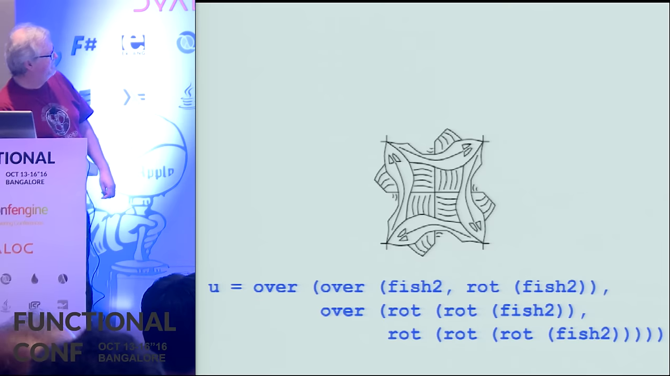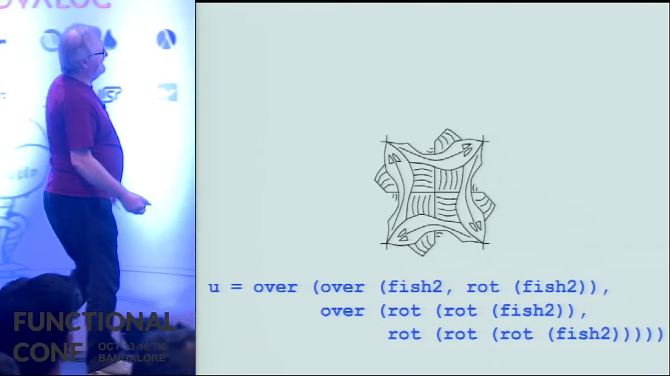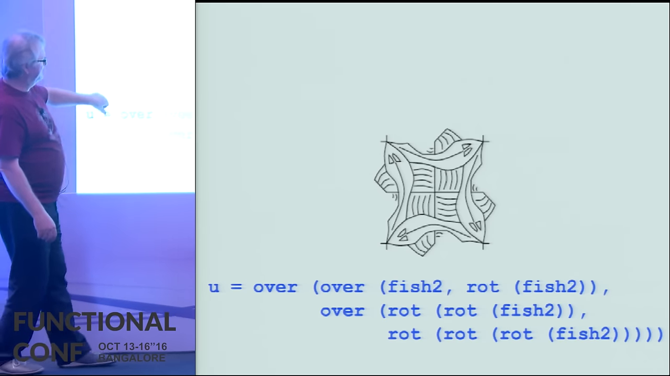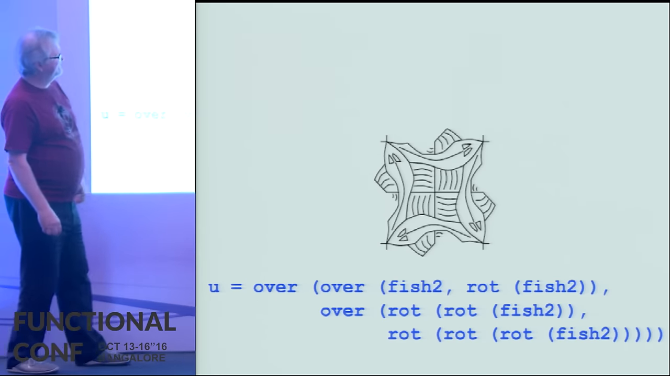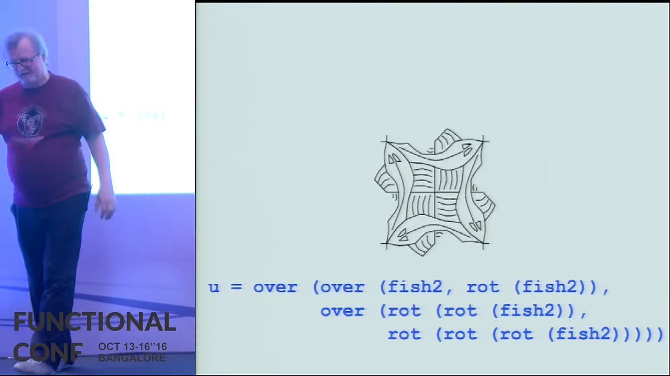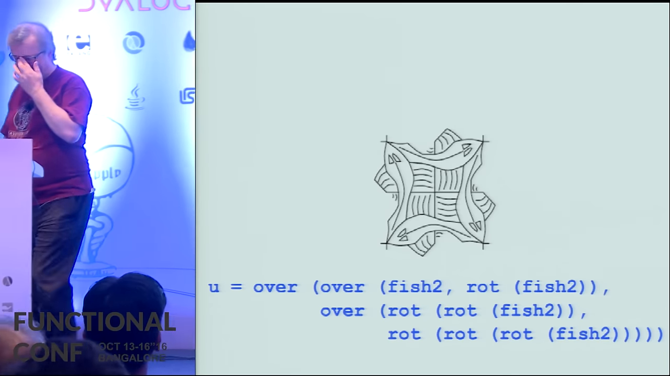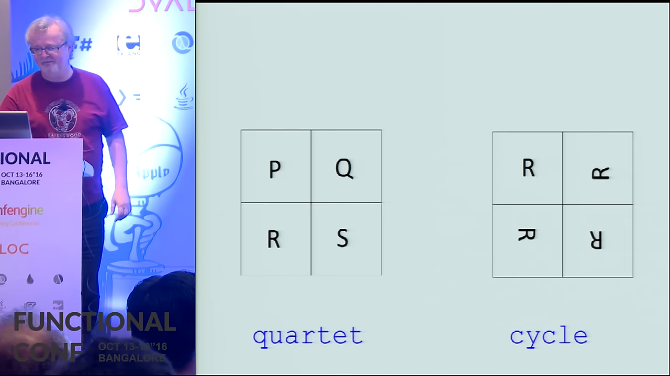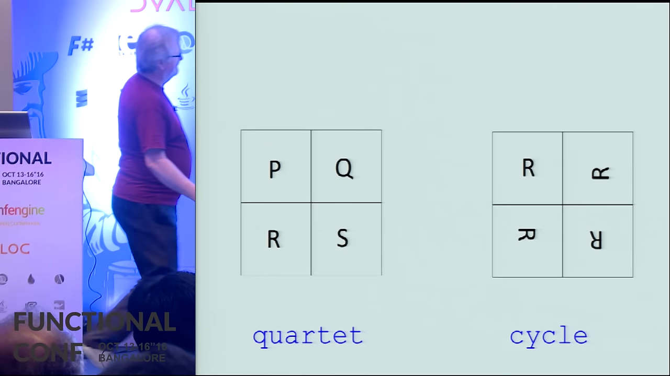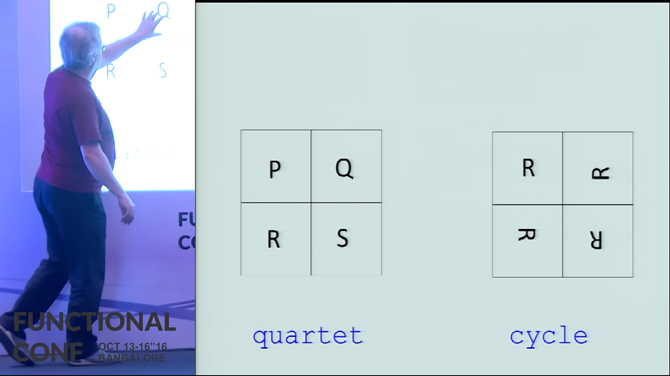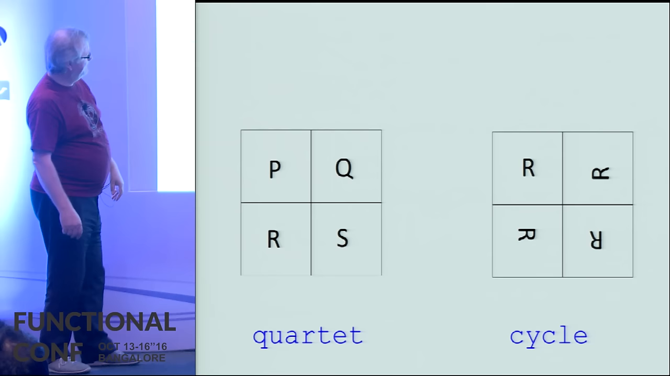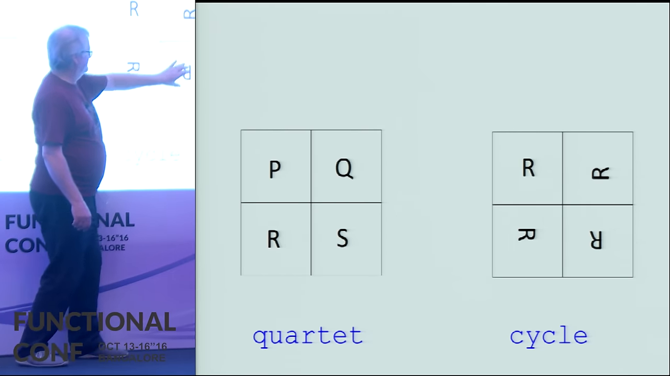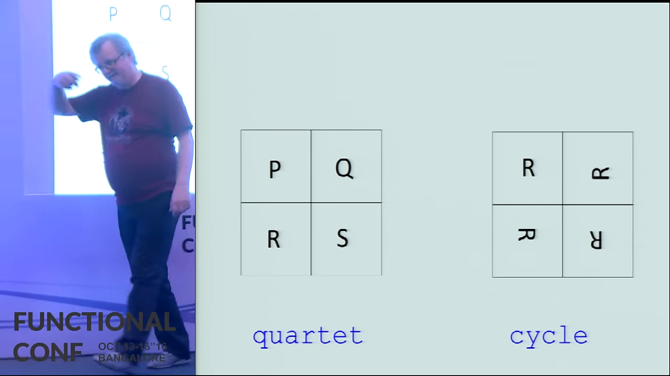Let's keep going. What else can we do? Well, here we've taken that smaller fish, fish 2, and just put it together 4 times in 4 different rotations, and we get this nice little picture of fish swimming in a circle. So Peter went on to define more and more operations for combining pictures, like quartet that would take 4 pictures and draw them in the 4 quarters of a square, or cycle that would take 1 picture and draw that in the 4 quarters of a square, but with a rotation applied to make them kind of swim around.